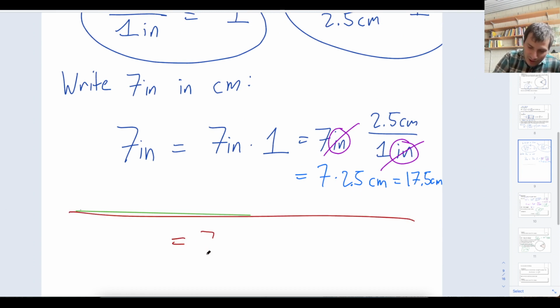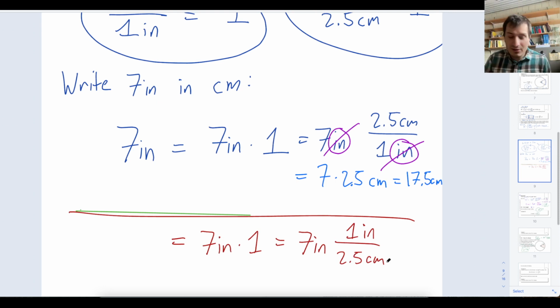If you tried to do it the wrong way, you would get 7 inches times 1, and if you put in the wrong way, 1 inch divided by 2.5 centimeters, as long as you're writing down all the steps, you'll notice it does not cancel. You have inches on the top and inches on the top. So if you got to here, you should go, oh wait, something is wrong. A little red flag goes off in your brain, and you go back and do it the right way. That's the way I like to do it. It has this error checking built into it.